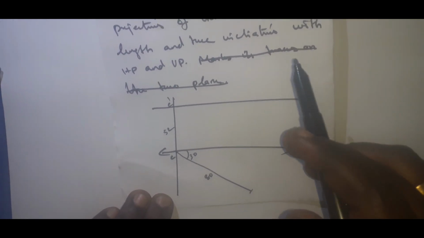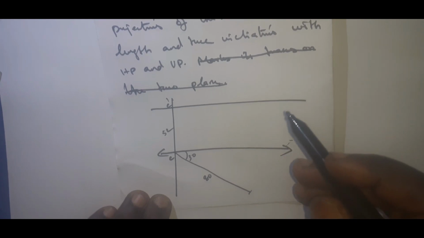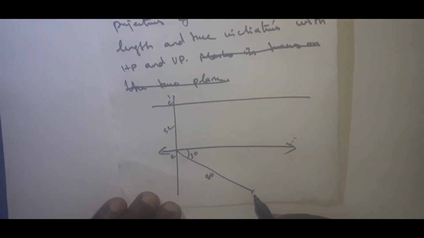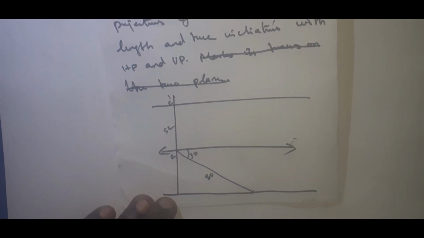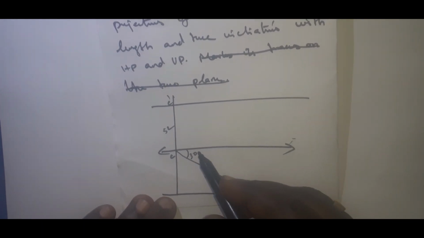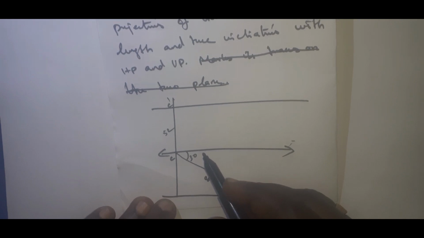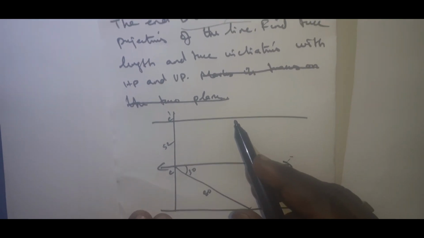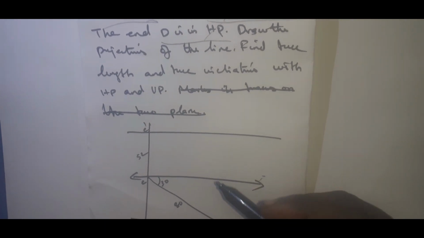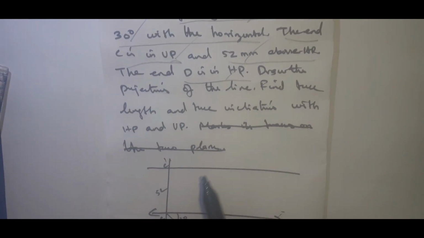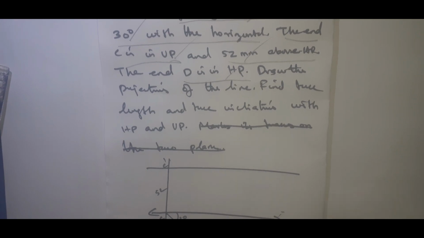And next it is given as the end D is in HP. So here we got another one end. For this end we can draw the locus here. Here already in the XY line itself another locus is there. This is the starting point locus, and the end point locus we need to find. How to find the end point locus? The end D is in HP, so in the XY line itself it will be plotted.